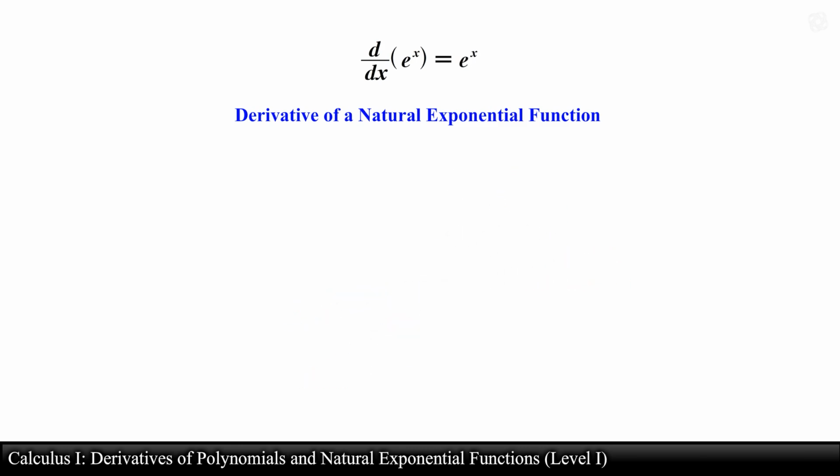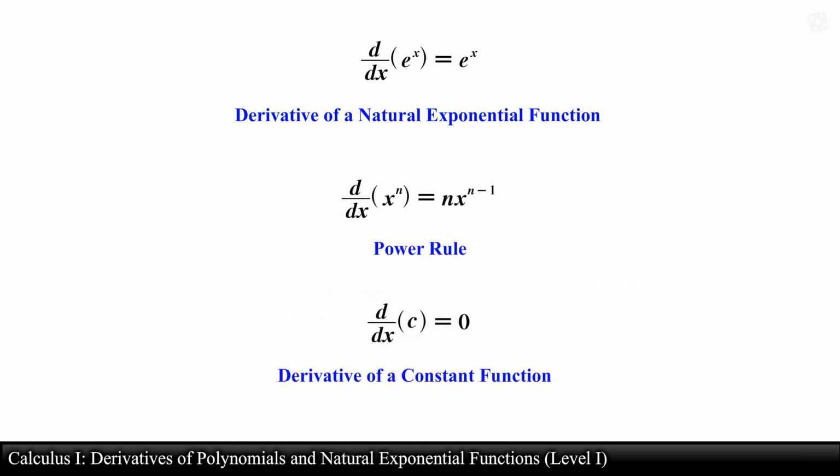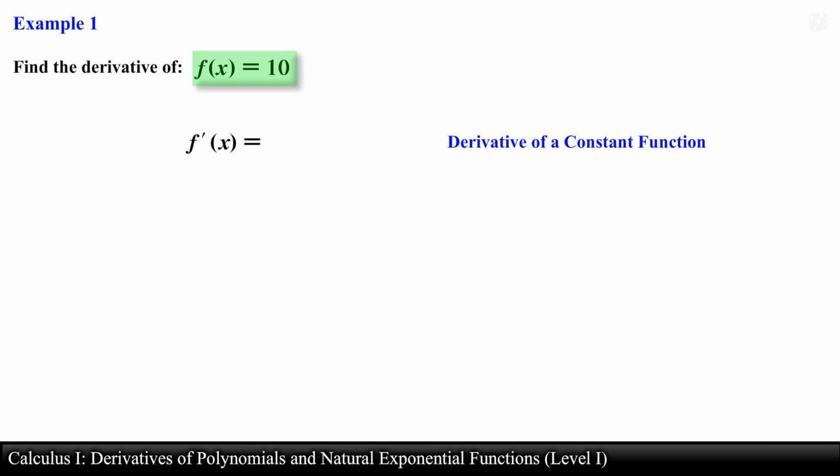Alright, now let's go over a couple of examples and see these rules in action. Let's try the first example. Find the derivative of f of x equals 10. Notice that we are dealing with a constant function, so we need to use the rule for the derivative of a constant function. Applying the rule, the derivative of f of x equals 10 is equal to 0. The derivative of a constant is always equal to 0, because the slope of the tangent line at every given point on the curve is equal to 0. Alright, that was pretty easy. Let's try the next example.